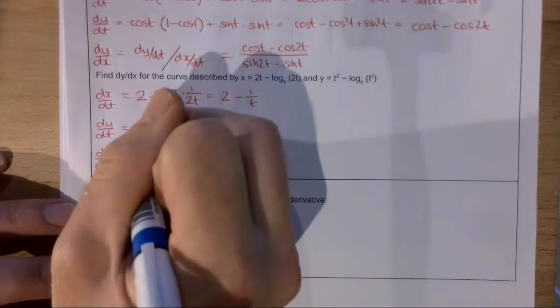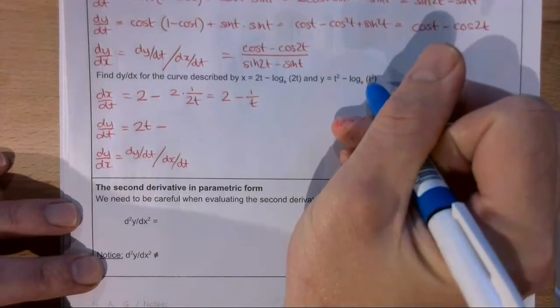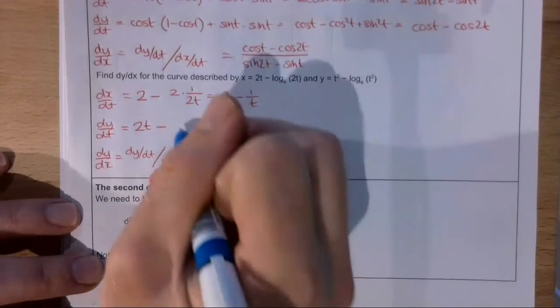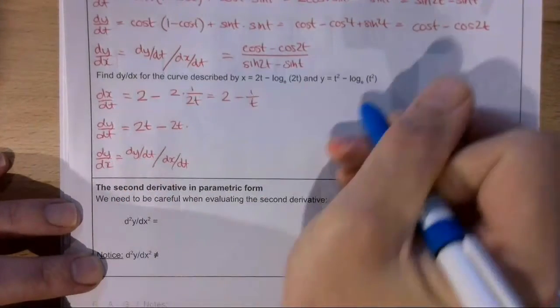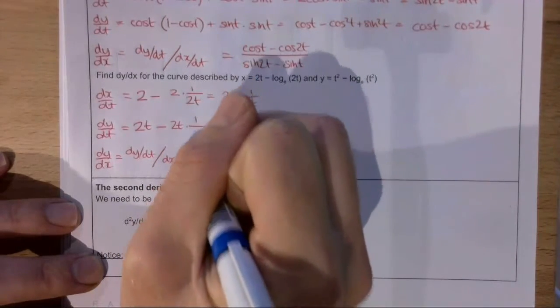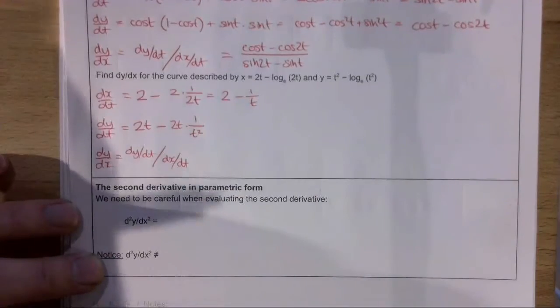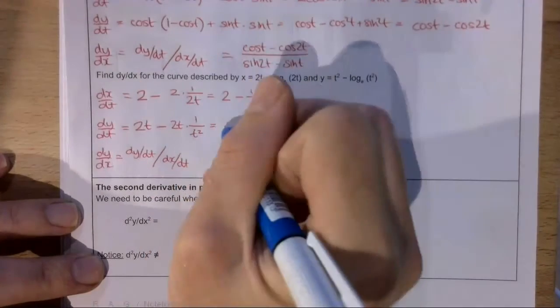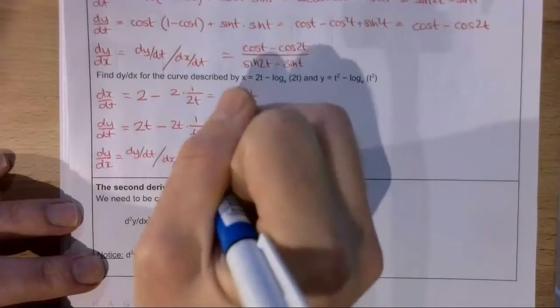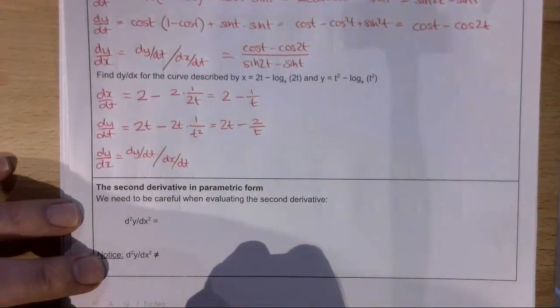dy by dt: 2t for the t squared, and then using the same idea, the chain rule in my head, differentiating the inner function giving me minus 2t, multiplied by the derivative of the outside function, so that's 1 over, with the inside function still there. So 2t minus 2 over t. Great.